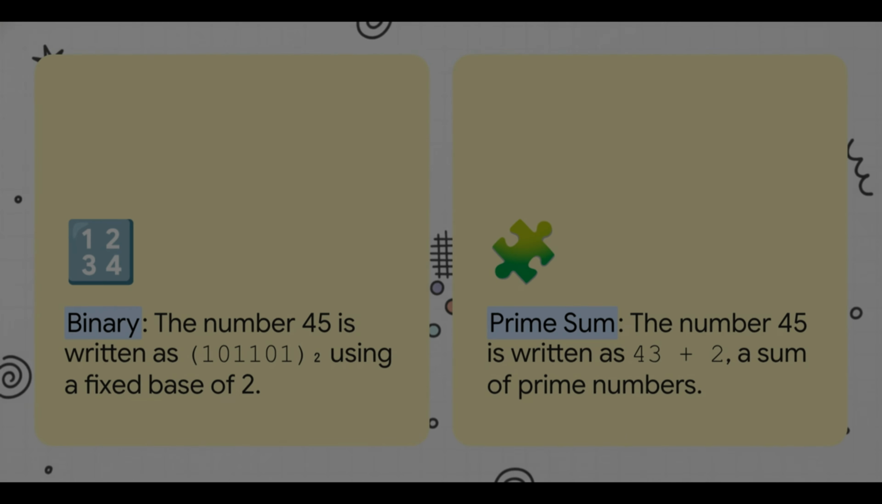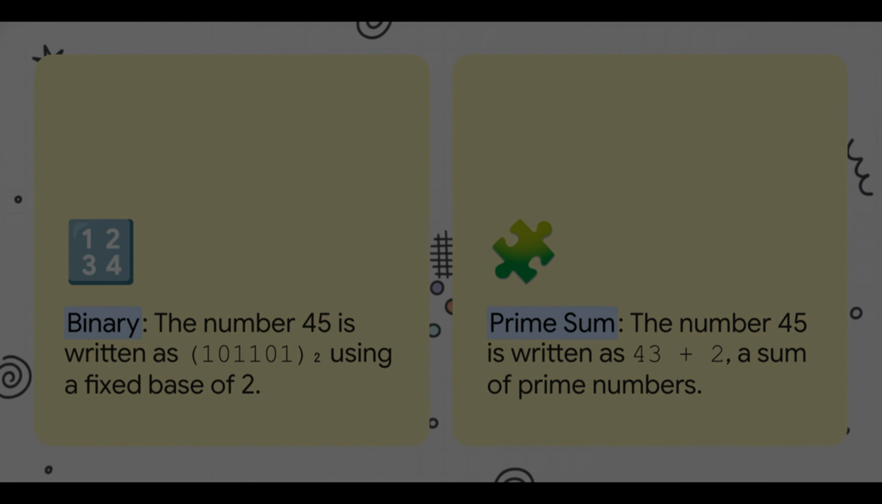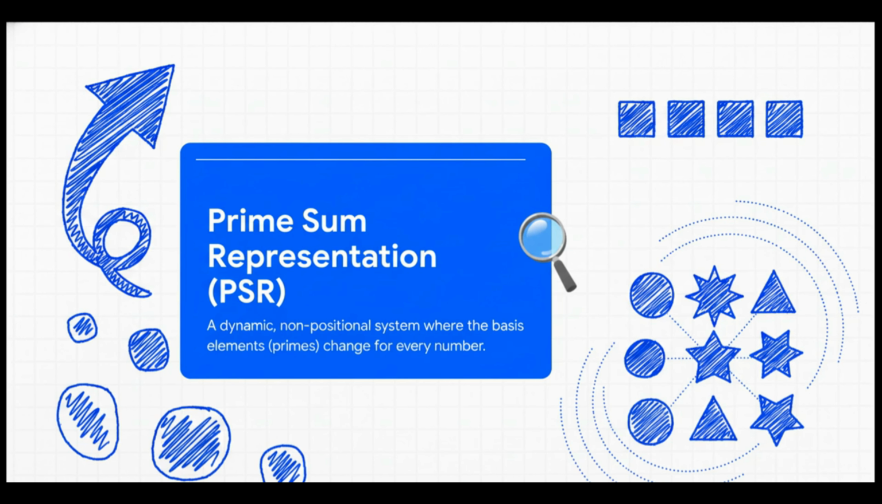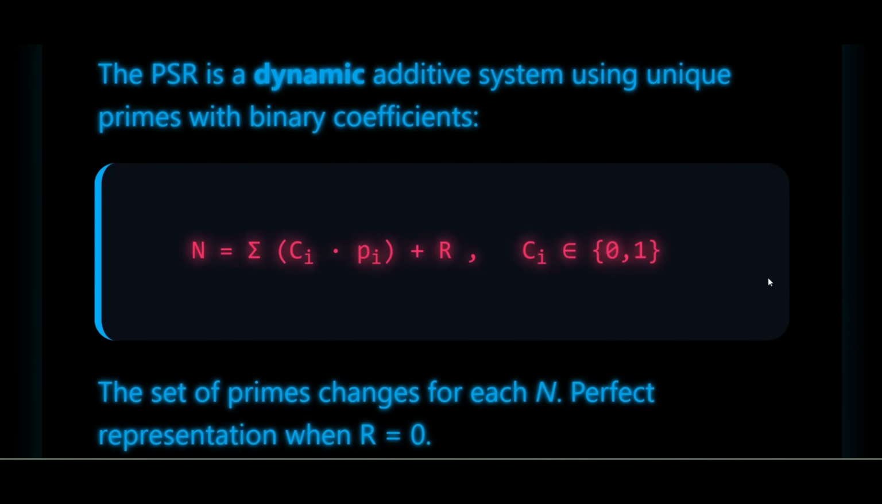You've got binary, a system with a fixed set of rules, all based on powers of 2, and on the other side, something totally different, representing 45 as just a sum of primes. PSR is dynamic. Instead of one fixed set of building blocks for all numbers, it creates a brand new custom set of prime numbers for every single number you want to represent. It's like every number gets its own custom-built alphabet. So what's the general form of this PSR system?